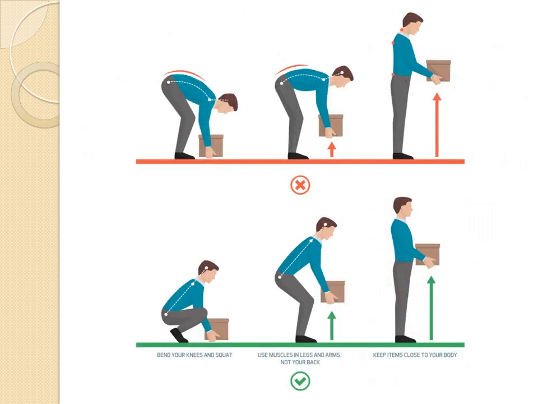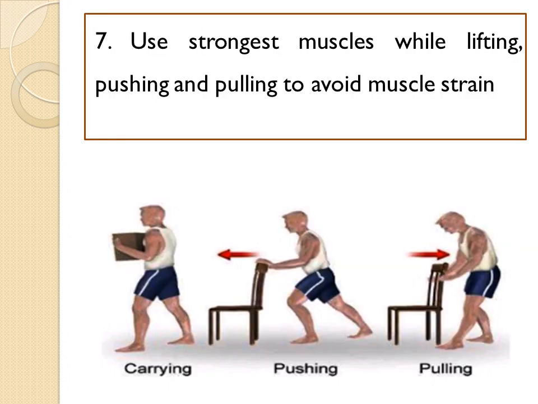So here also you can see in the below diagram, when your knees are bent, you are in a squat position, and the object is near to you, compared to the above position where you are bending at your back. So you have to take out the object in this way, then get up, instead of doing it from the back.